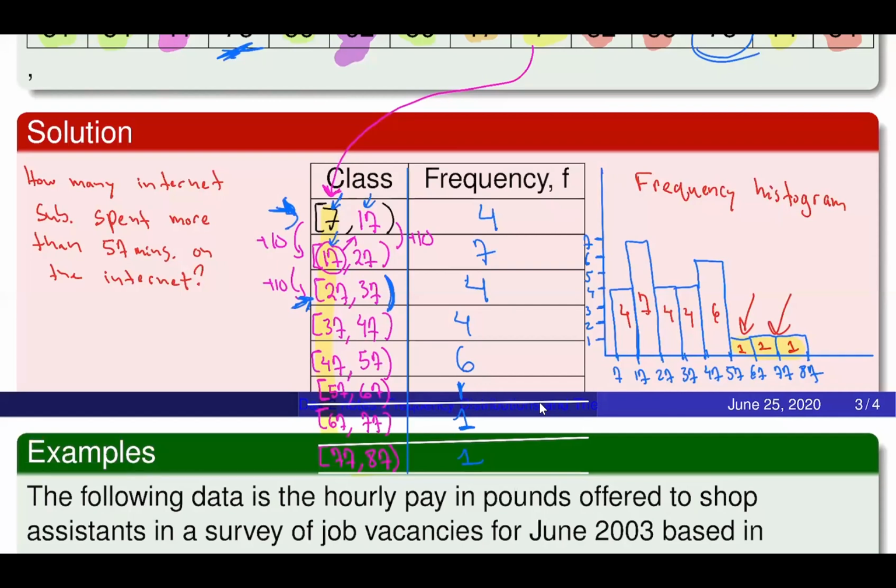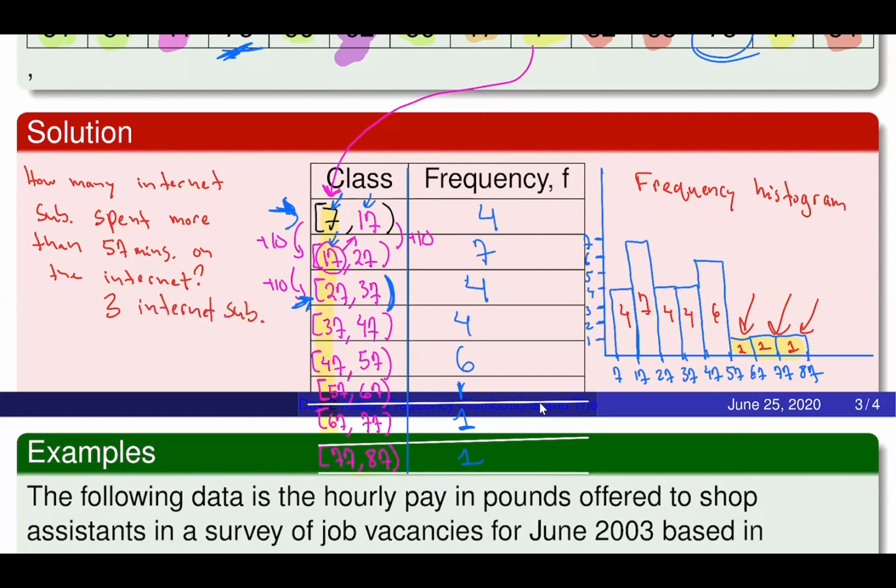So it should be 3 because remember, we want it to be more than 57 minutes. So more than 57 minutes means these 3 people. It doesn't have to be exactly 57 minutes, it just has to be more than 57 minutes. So if they spend more than 67 minutes or more than 77 minutes, we include them in this one. So this one will say 3 internet subscribers.